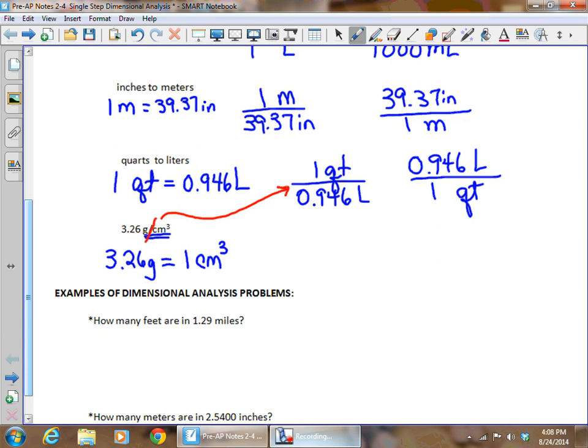1 cubic centimeter. So anytime you see a division sign like that, that you're dealing with a complex unit, that's what it means. You can replace it with an equal sign to write the equivalent statement, and then it is the division line in the actual ratio conversion factor. So 3.26 grams over 1 cubic centimeter, and 1 cubic centimeter over 3.26 grams.